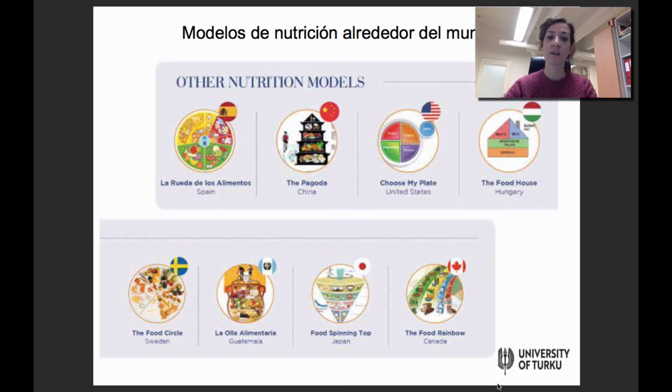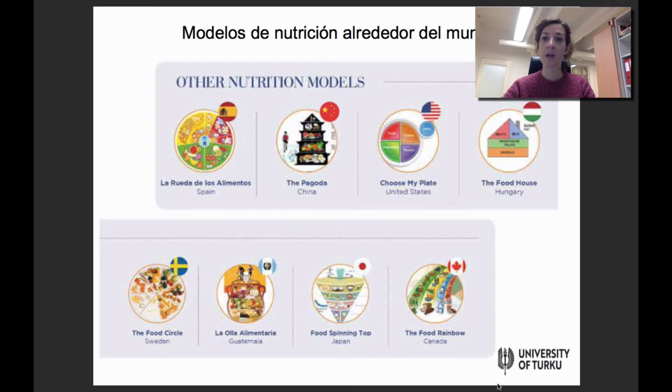This is the case, for example, of Japan, in the second row there in the middle. You see that it is this kind of inverted pyramid, and then there is a person on the top spinning around. So they include also this element of physical activity together with nutrition. And many others have the circle or the plate in one form or the other. Canada, for example, has this rainbow, so a bit different shape.